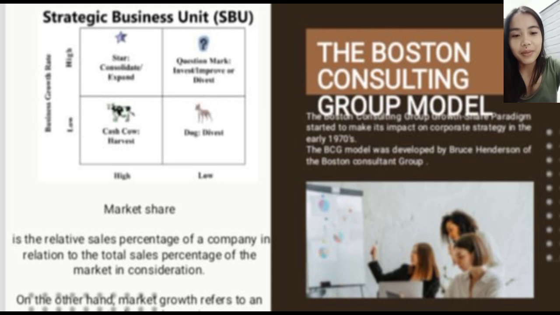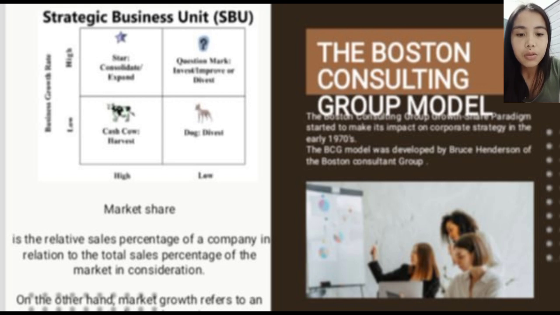Okay. Market share is the relative sales percentage of a company in relation to the total sales percentage of a market in consideration. On the other hand, market growth refers to an increase in demand over time. So this metric value gives a general idea of how the company stands with respect to the market and its competitors.